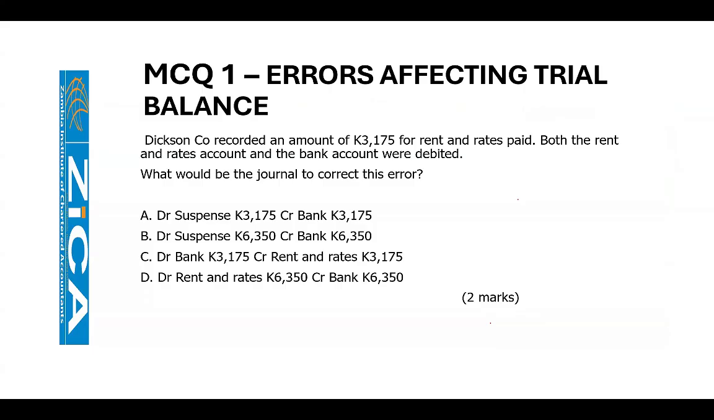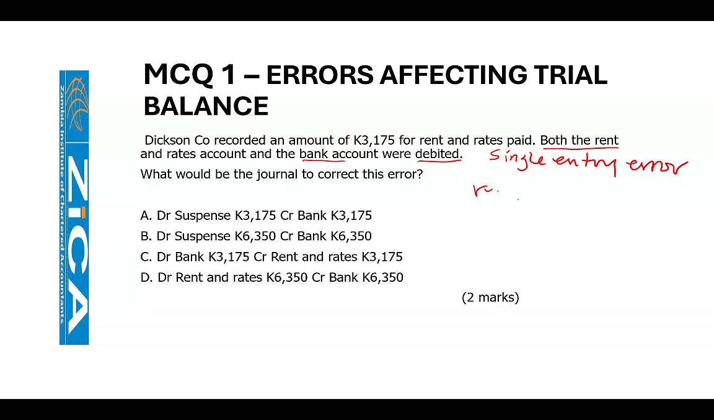So let's look at this particular example. The question: Dixon recorded an amount of $31.75 for rent and rates paid. Both the rent and rates account and bank account were debited. So there we are. Both the accounts involved were debited. So this is a practical example of a single entry error or one-sided entry error. And the question is saying what would be the journal to correct this error? So journal entry for correction.